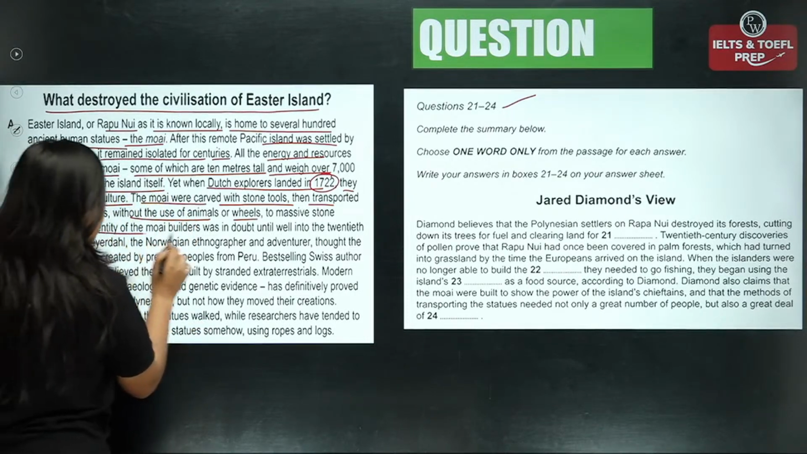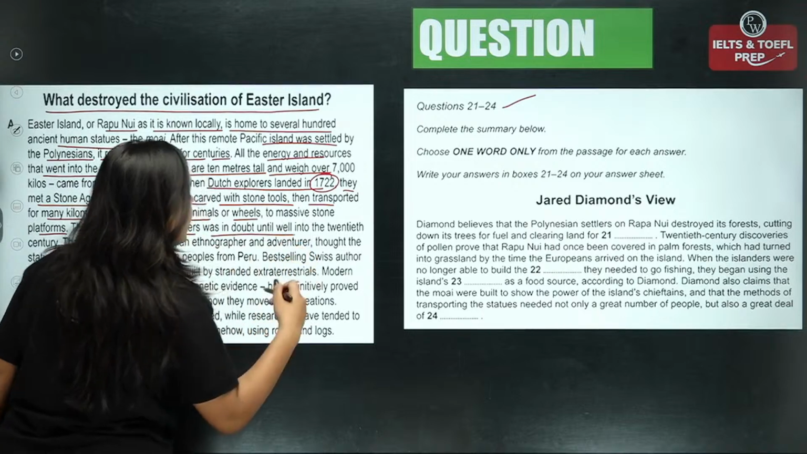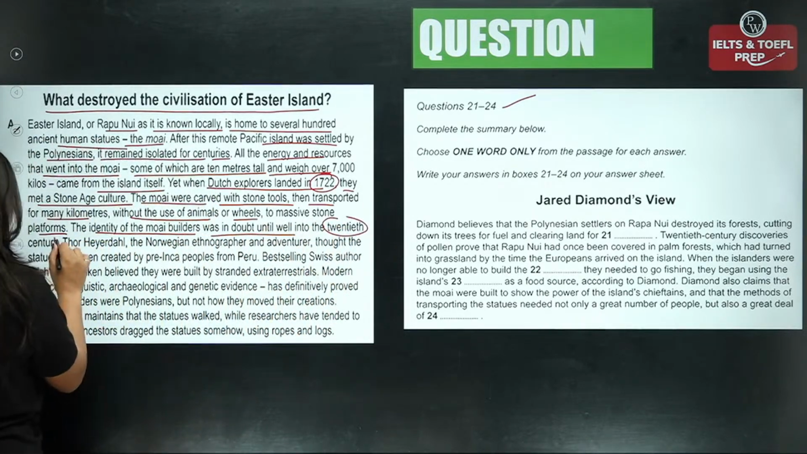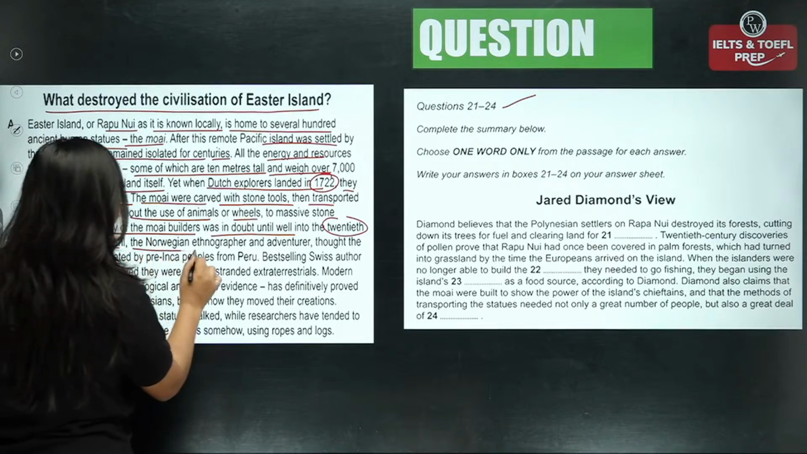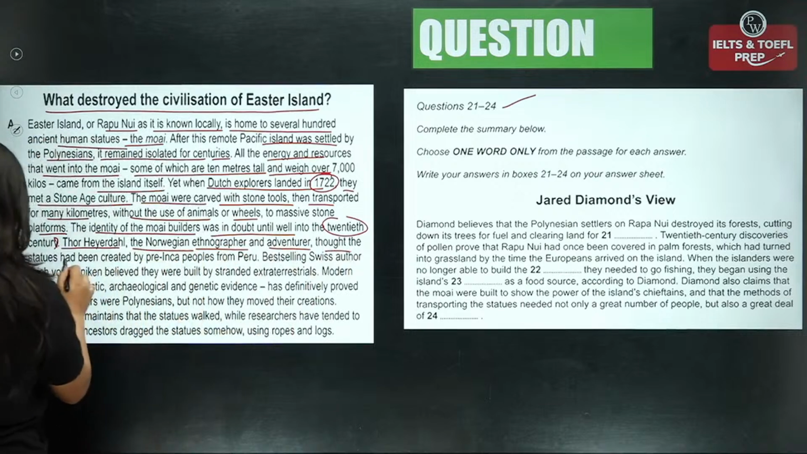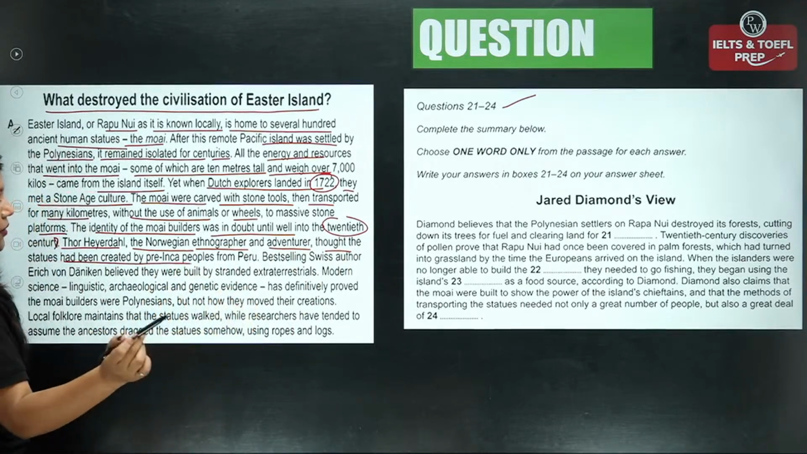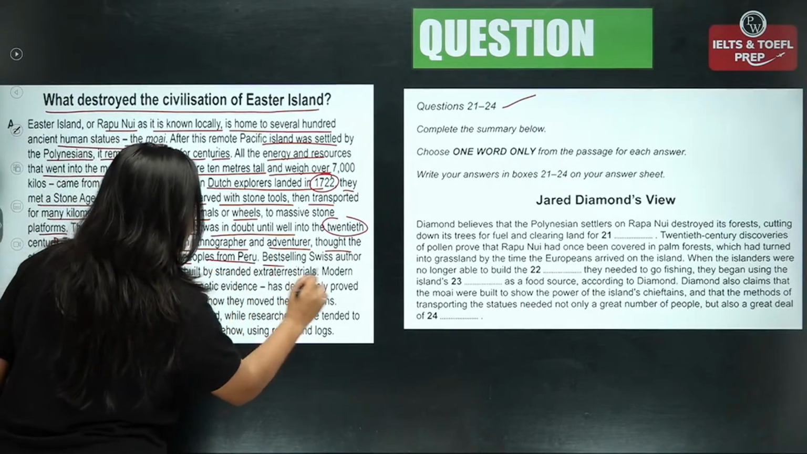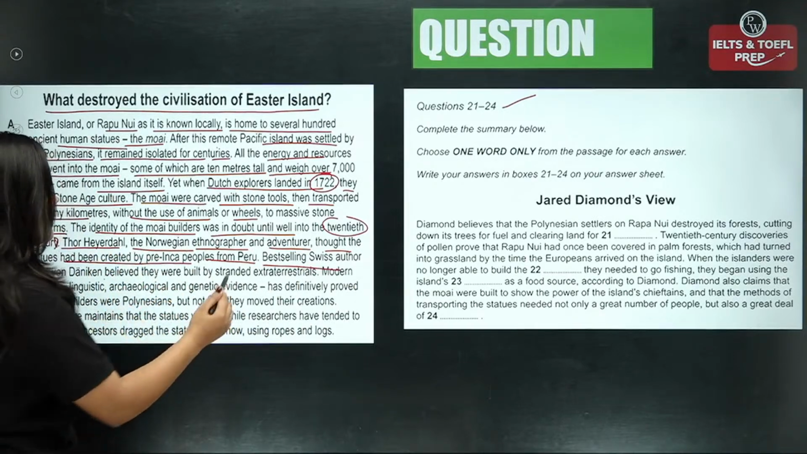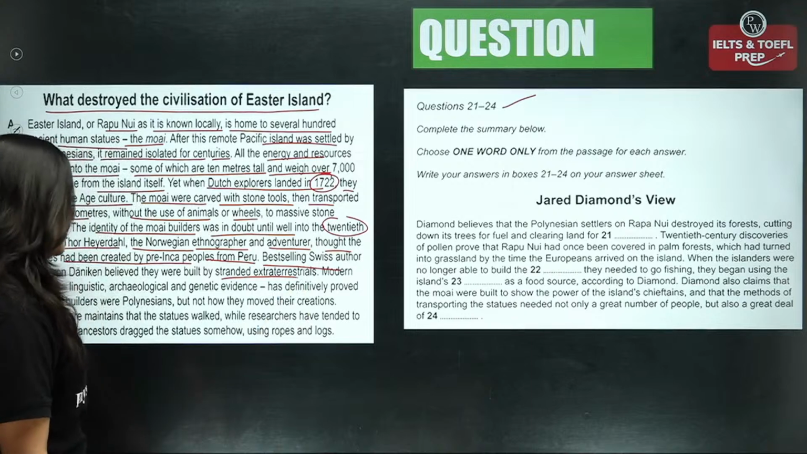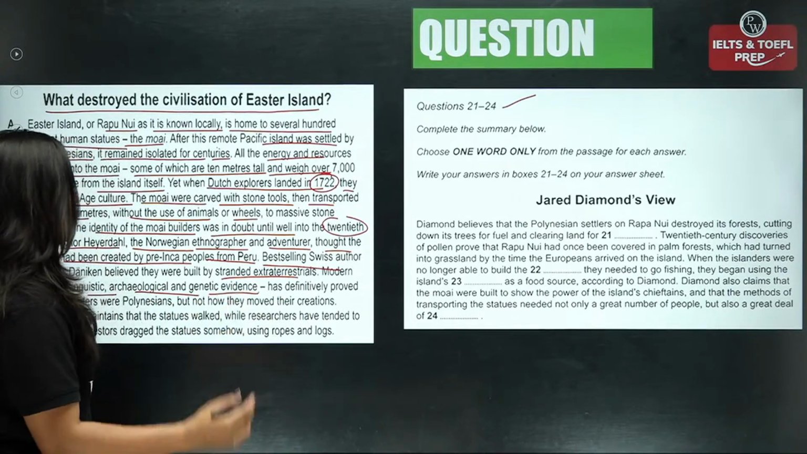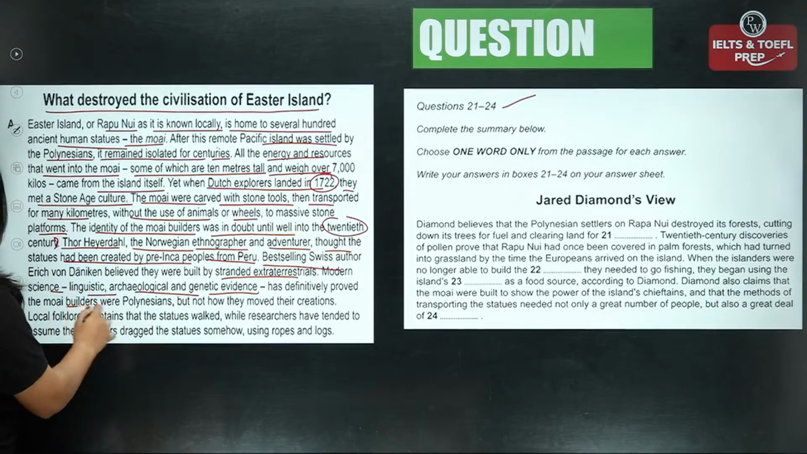Okay, the identity of the Moai builders was in doubt until well into the 20th century. We've got this in the questions, right? Thor Heyerdahl, the Norwegian ethnographer and adventurer, thought the statues had been created by pre-Inca peoples from Peru. Best-selling Swiss author Erich von Däniken believed they were built by stranded extraterrestrials. Modern science, linguistic, archaeological and genetic evidence has definitively proved the Moai builders were Polynesians.